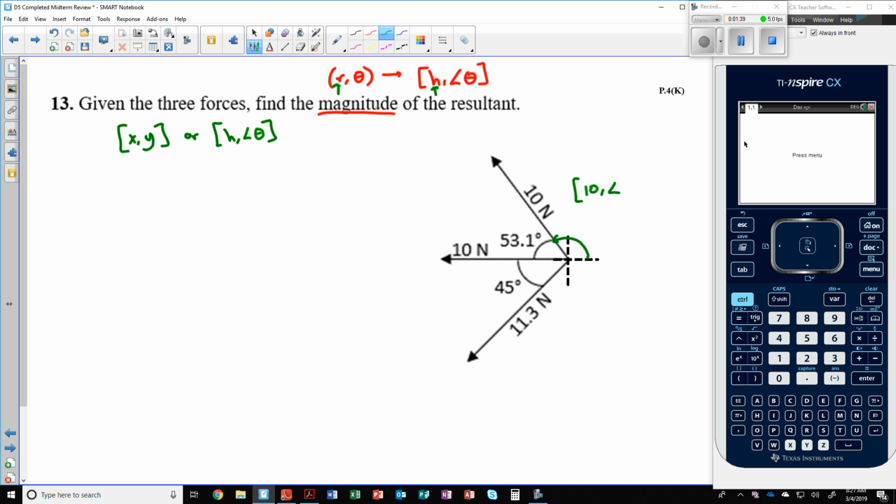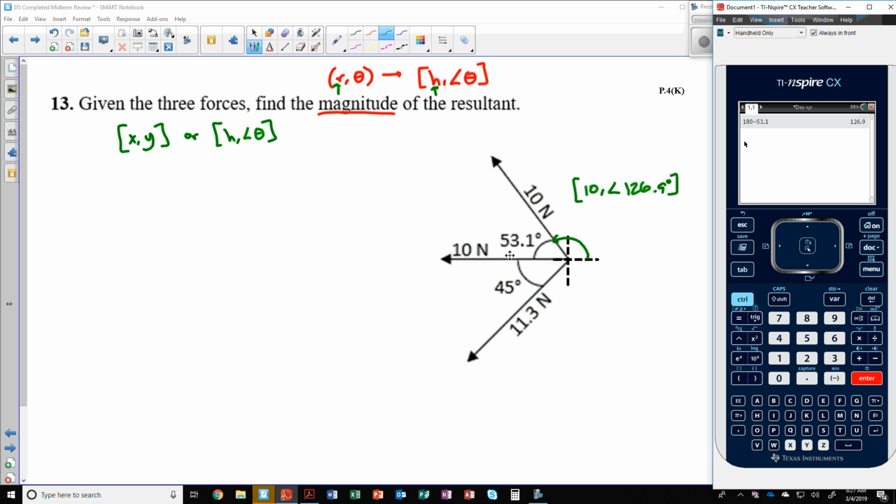Since this is 53.1, I'm going to press menu, calculator, and take 180 and subtract 53.1, to find out that this is exactly 126.9 degrees. And so that'll be this first vector here.